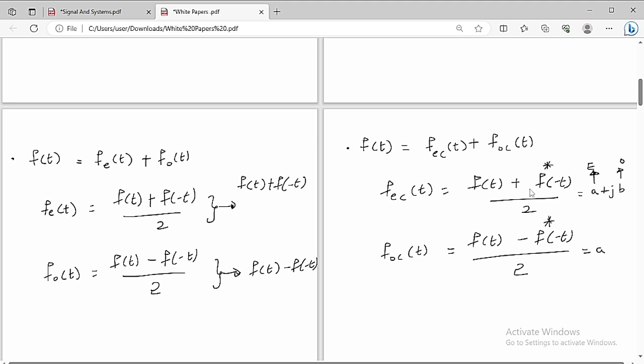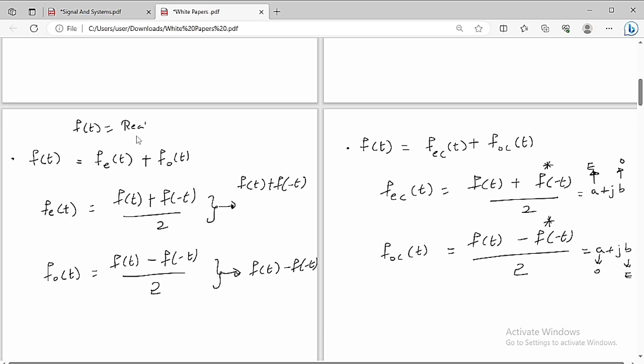Similarly, this is also a complex signal. For an odd conjugate signal or complex odd signal, the real part is odd and the imaginary part is even, vice versa. Always keep this point in mind. Therefore, this is for the real signal: f of t is a real signal, and a real signal means there is no imaginary part.